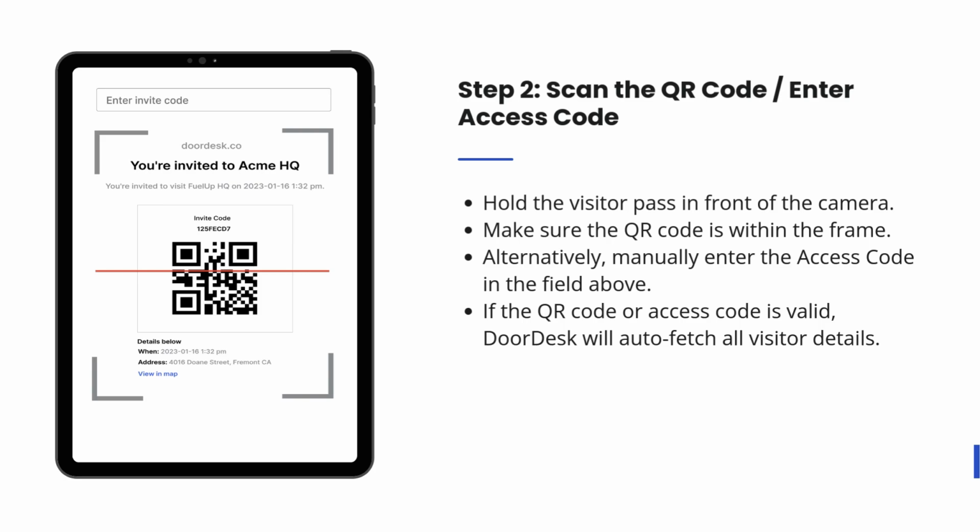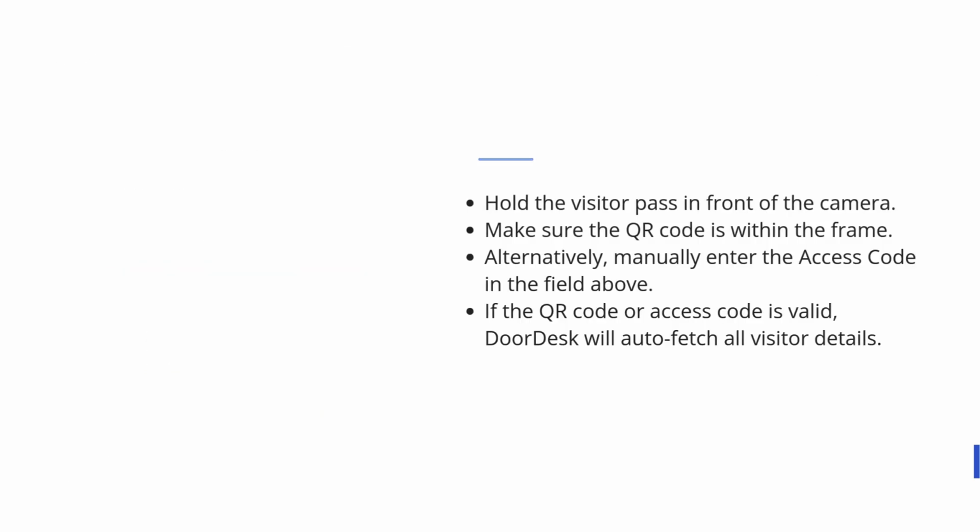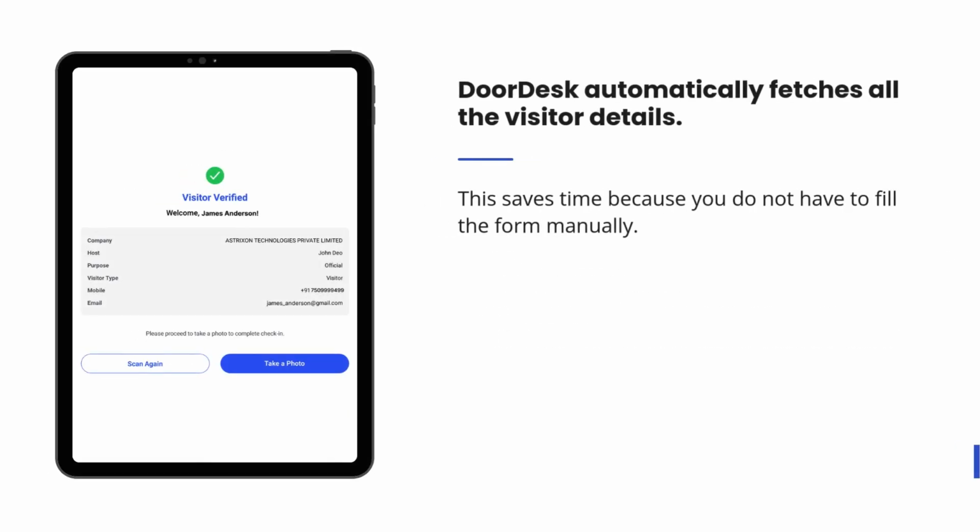If scanning is not possible for any reason, you can manually enter the access code displayed above. Once the QR code or access code is validated, DoorDesk automatically fetches all the visitor details. This saves time because you do not have to fill the form manually.